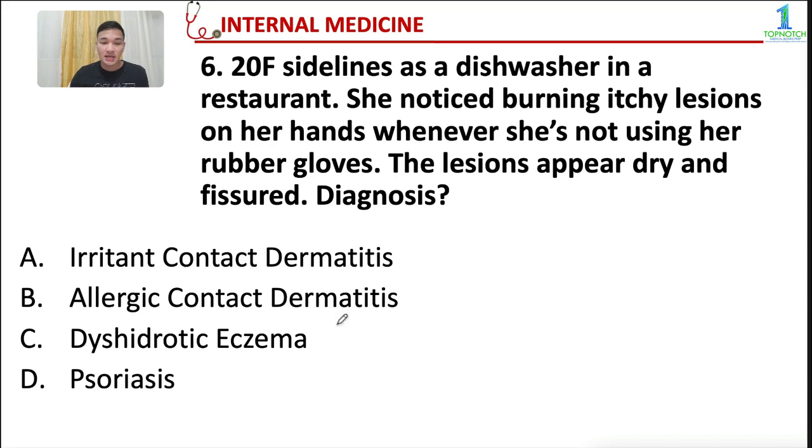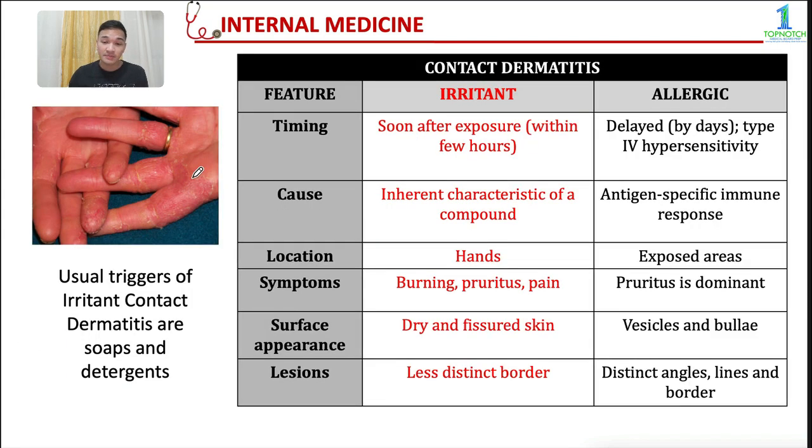Number 6, the patient notices burning itchy lesions whenever she's not using her rubber gloves. The correct answer is irritant contact derm. The difference between irritant and allergic contact derm is that irritant occurs soon after exposure, within a few minutes. Allergic contact derm is delayed by a number of days. Okay?